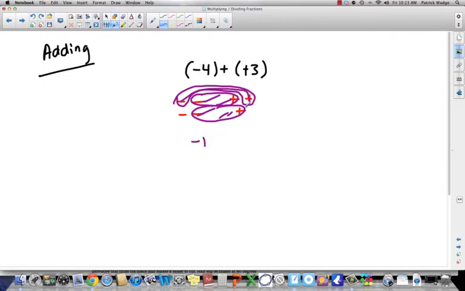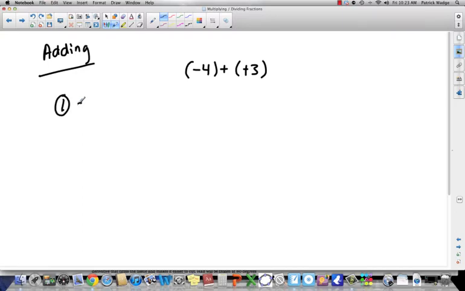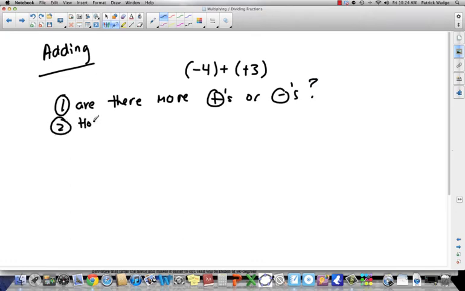Negative 1's my answer. Okay, now of course you don't want to be drawing all those things all the time. That would take all day. So basically what I do is I ask myself 2 questions, and maybe I'll write the questions down. The first question I ask myself is, are there more positives or negatives? And the second question I ask myself is, how many more?